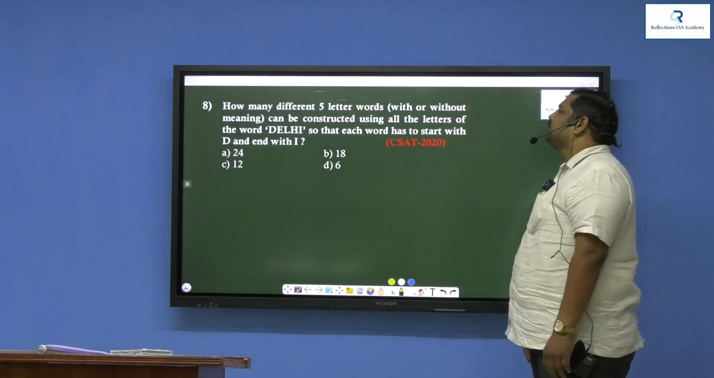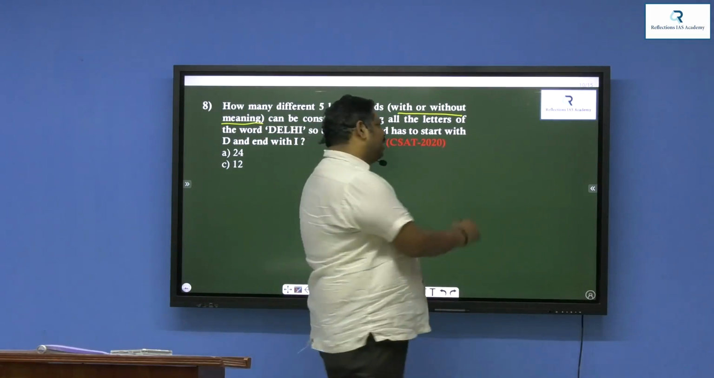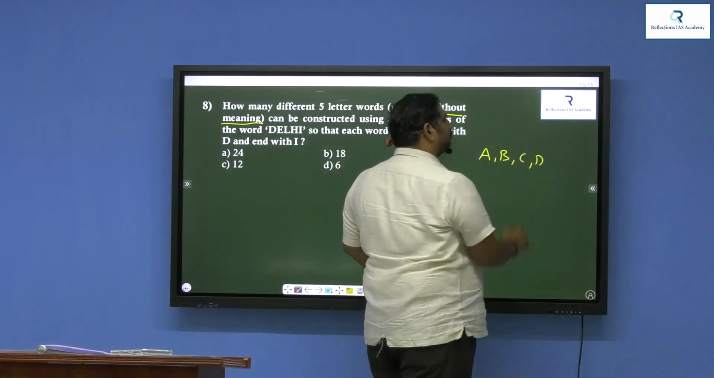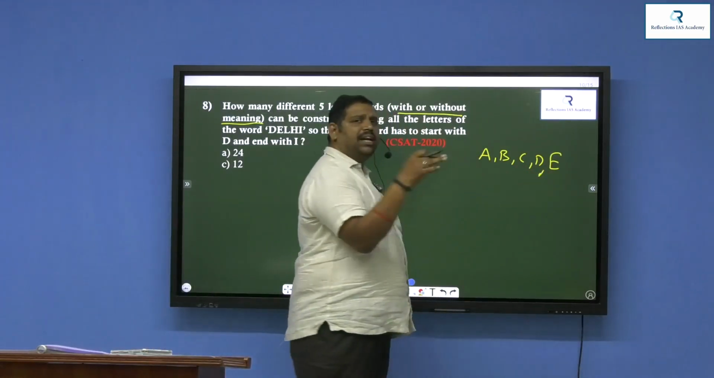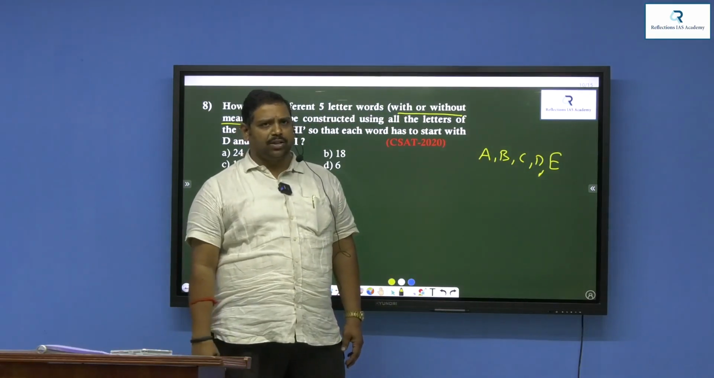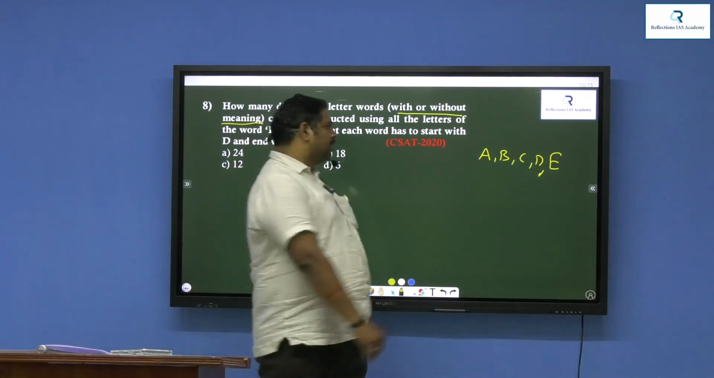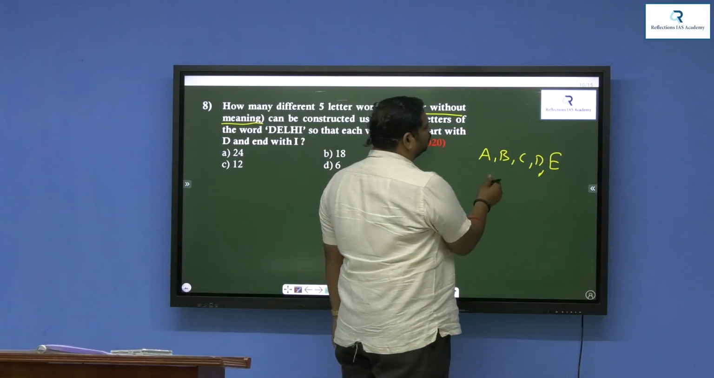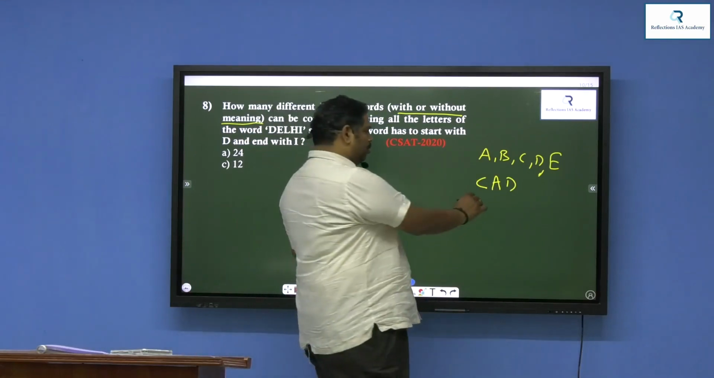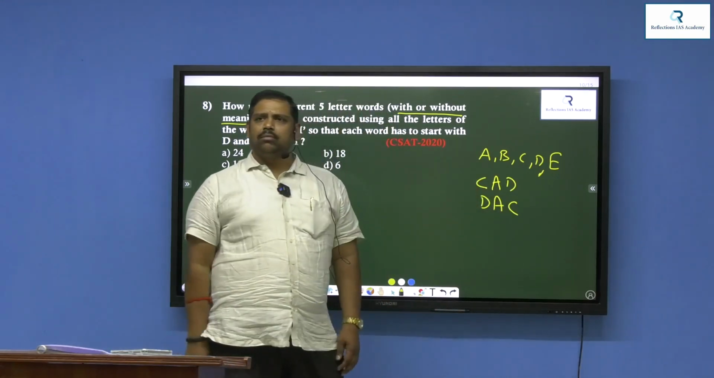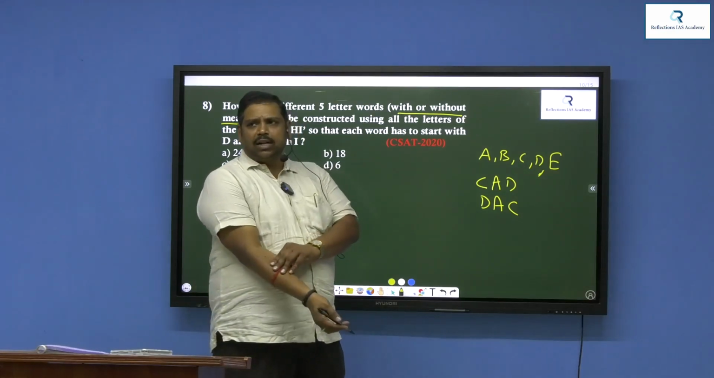How many different 5-letter words with or without meaning? Yes, this is an important word you have to understand. Suppose I have taken A, B, C, D, E. How many 5-letter words can be formed? First, we have to identify whether it is permutation or combination. Permutation, because suppose CAD is a word. If I write it as DAC, will they accept? No. Means order is important. So it is permutation. One task you have to observe.